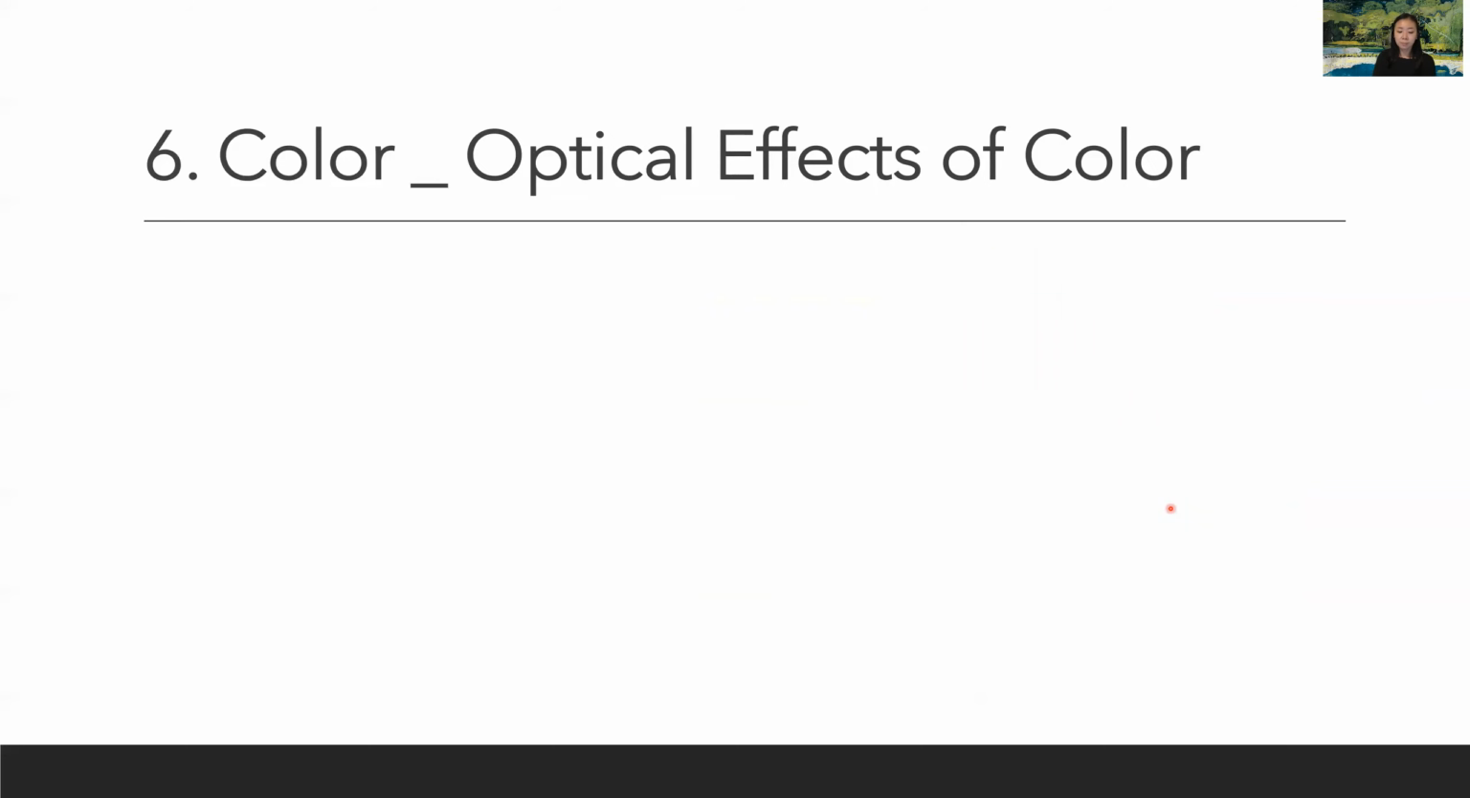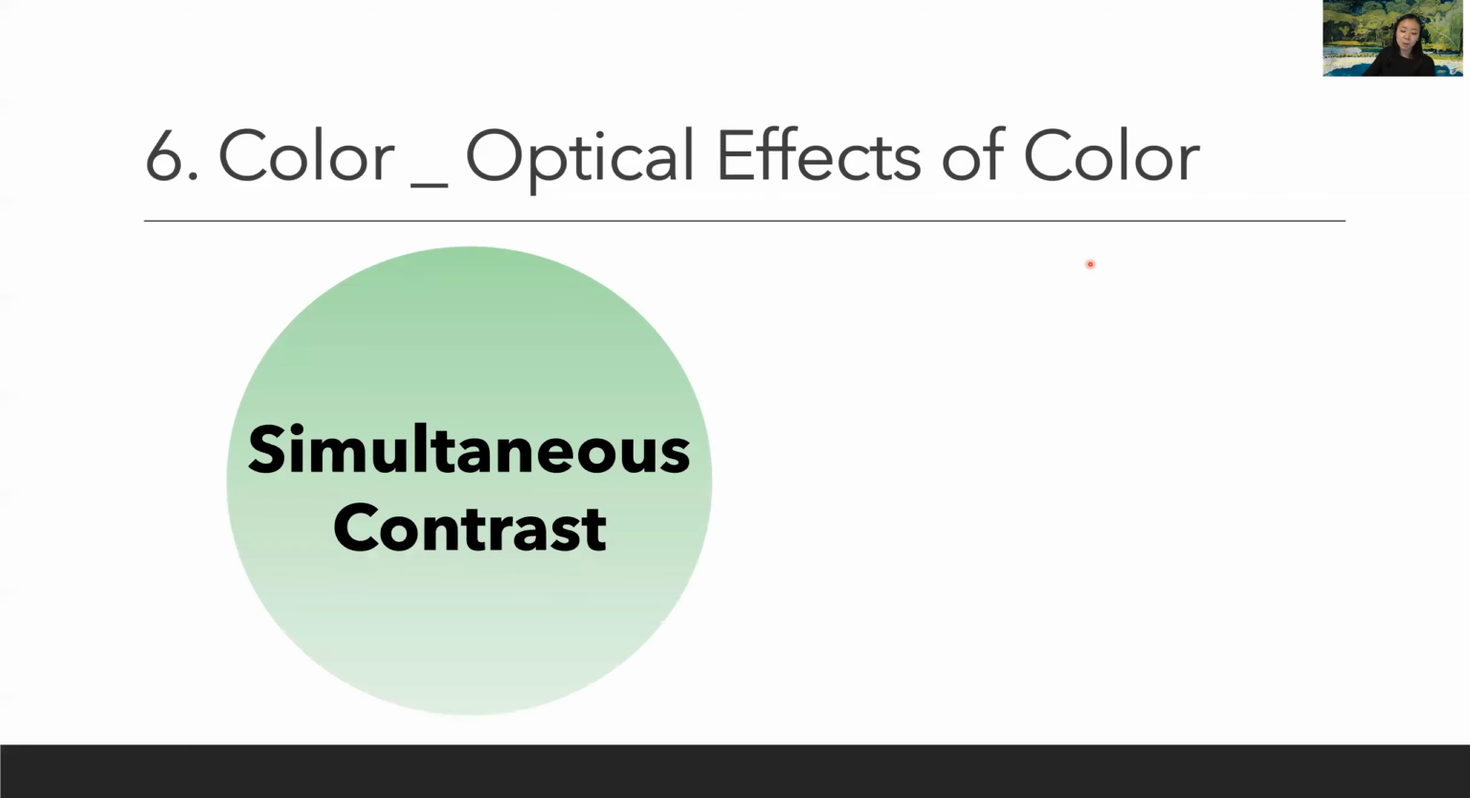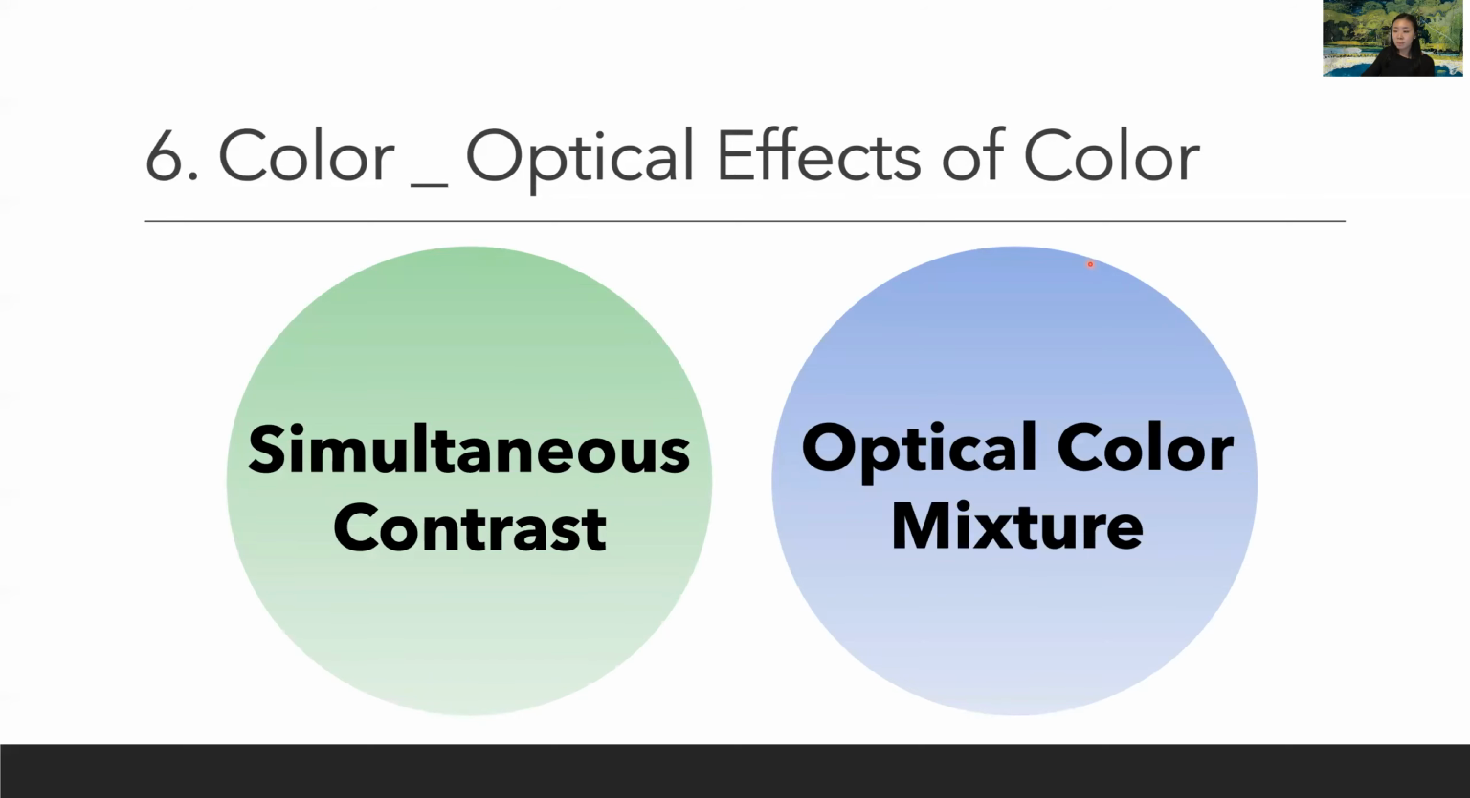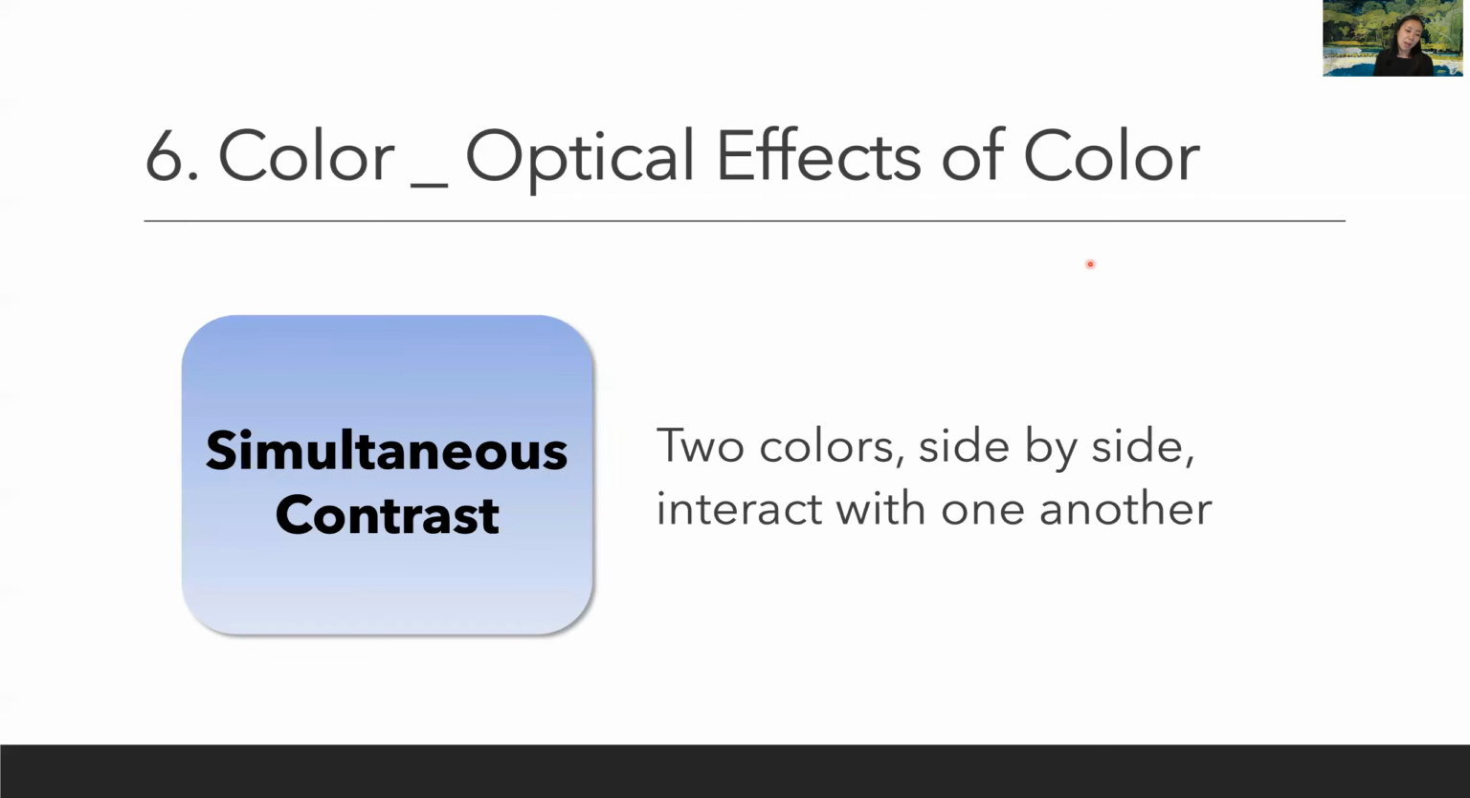Now we are going to see optical effects of color. So there are two types of optical effects of color we are going to see. So first one is simultaneous contrast. And the next one is optical color mixture. Let's see one by one. So simultaneous contrast. So when there are two colors side by side, these colors interact with one another and change our perception accordingly. So for example, complementary color.